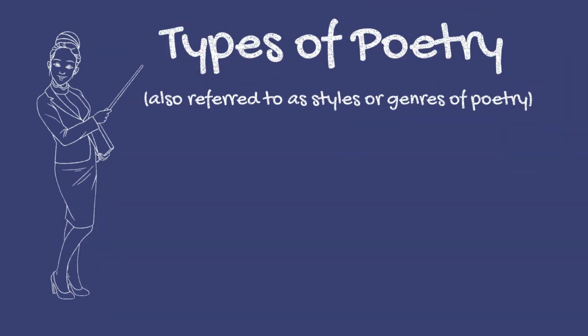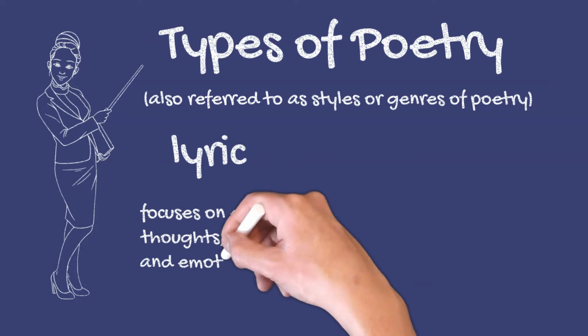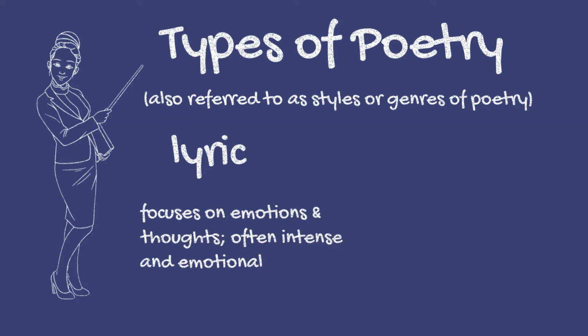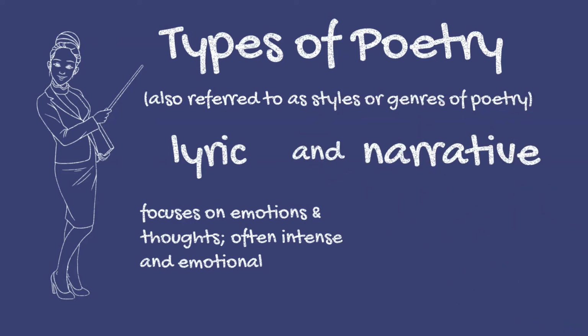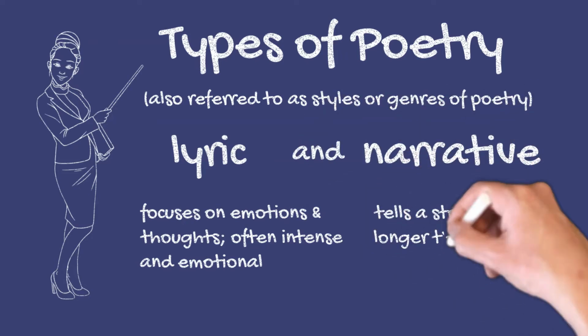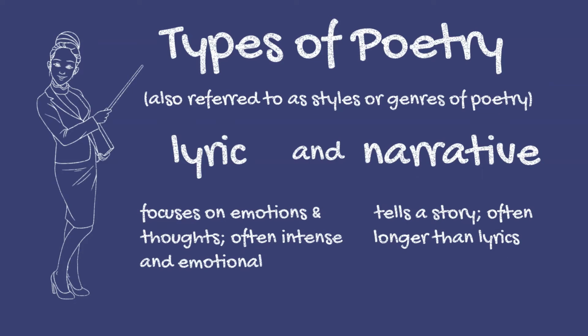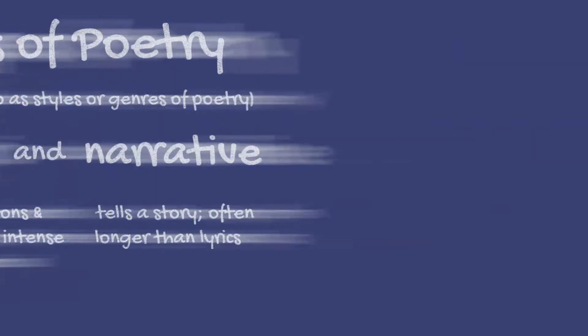When we talk about types of poetry, we're also referring to the styles or genres of poetry. But there are also two categories that I'd like to mention. The first is lyric poetry, which involves a bunch of different types of poetry. Lyric poetry focuses on emotions and thoughts, and it's usually very intense and emotional. A couple types of poems that are lyric poems are the ode and the sonnet. The second category is narrative poetry, which tells a story. It's often longer than lyric poetry. Epic poems and ballads are examples of this type.